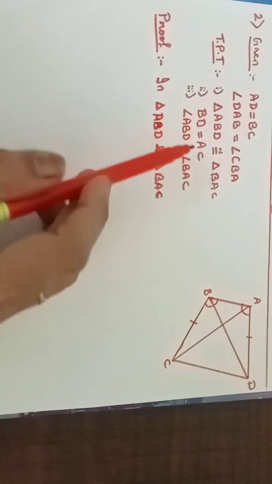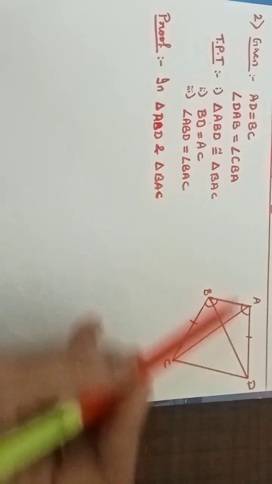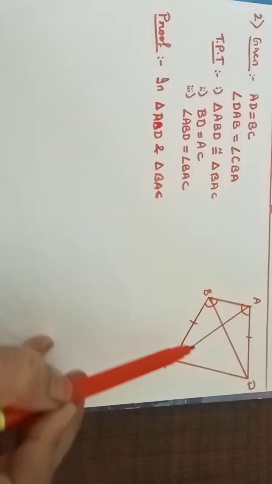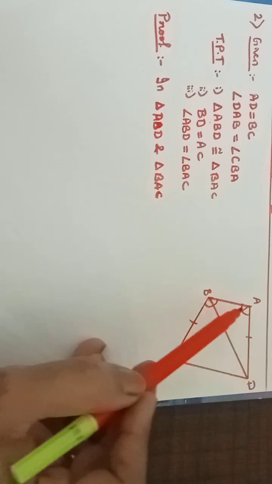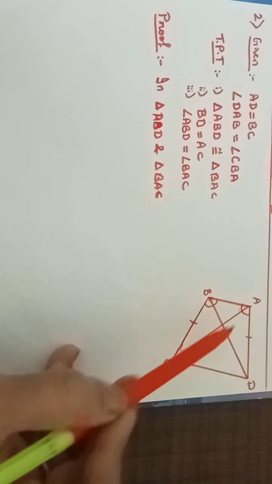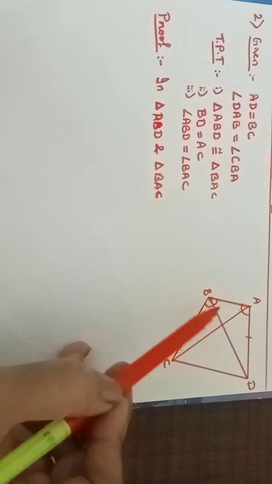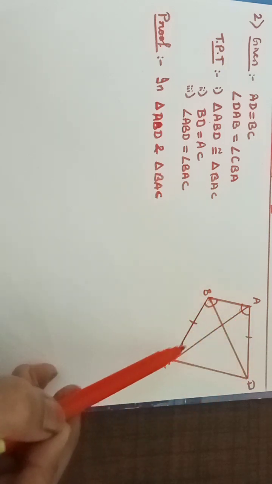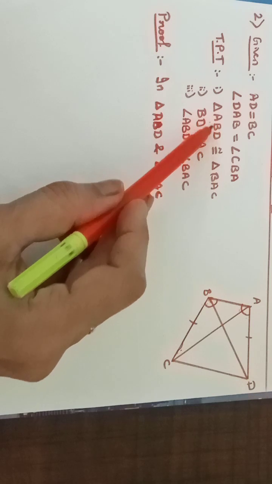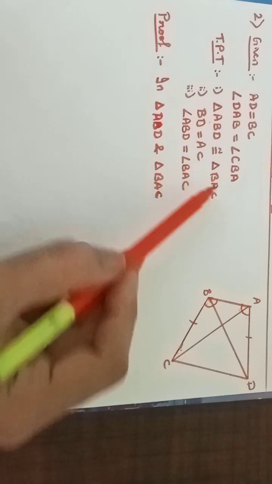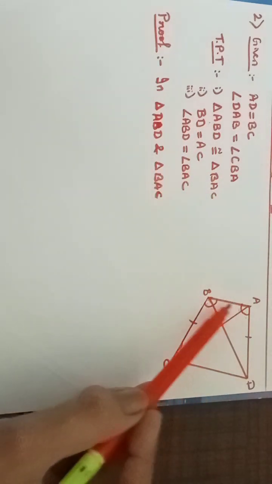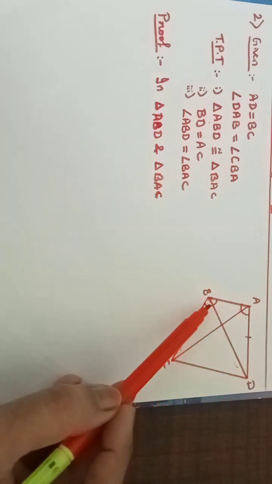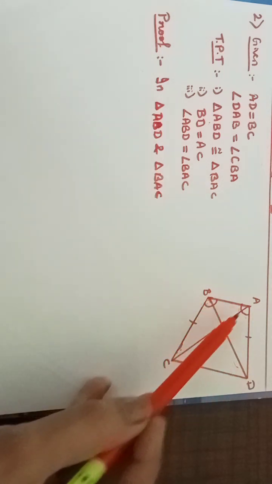We'll proceed with the second sum. This is the figure. Given part is AD is equal to BC, angle DAB is equal to angle CBA. So these two angles are equal and these two sides are equal. We have to prove triangle ABD is congruent to triangle BAC. Now where is ABD? This triangle ABD is congruent to triangle BAC, this triangle.